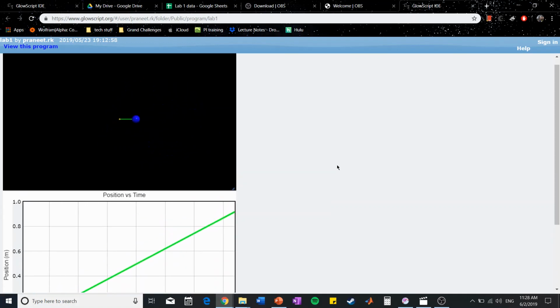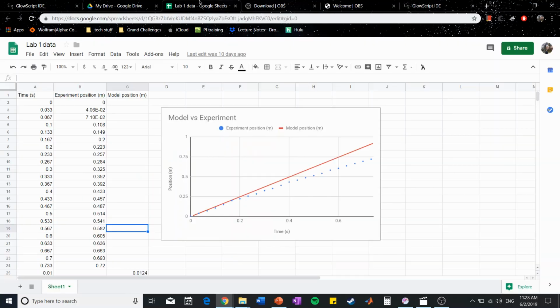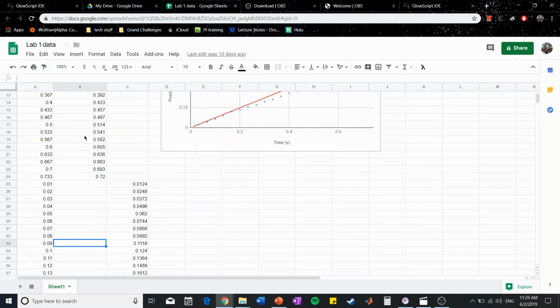In GlowScript, as you can see, the graph also has a positive slope, and the position versus time has been outputted below by the code. As opposed to generating a CSV file, this just outputs the position and time in the form of text output below. Copying that into a spreadsheet allows me to combine the time and experiment position for the Tracker model with the time and the position generated by the more precise computational model below.